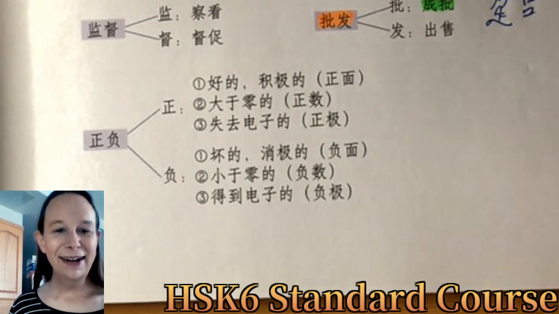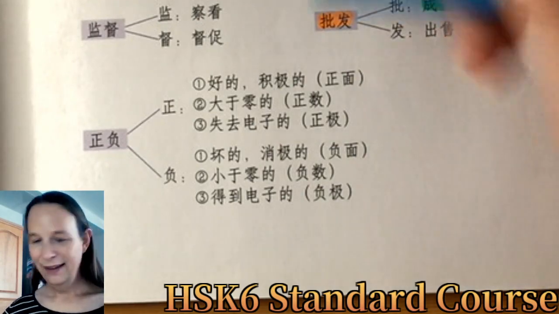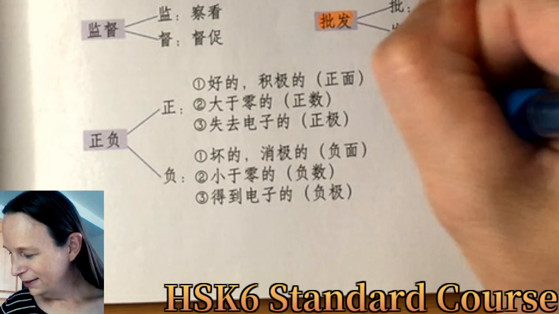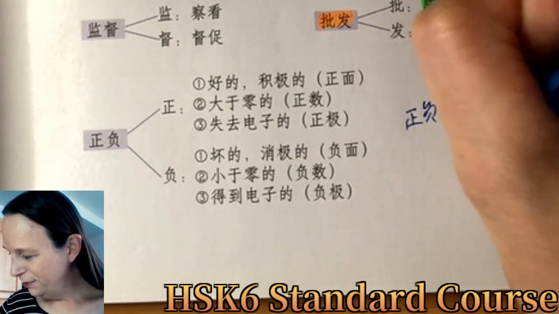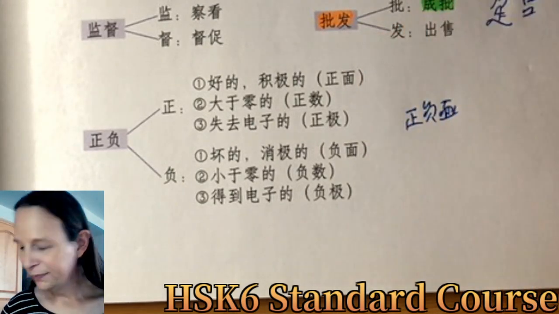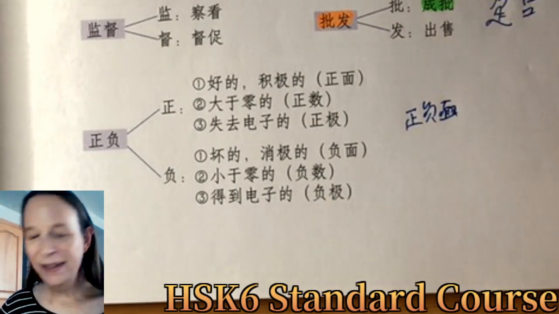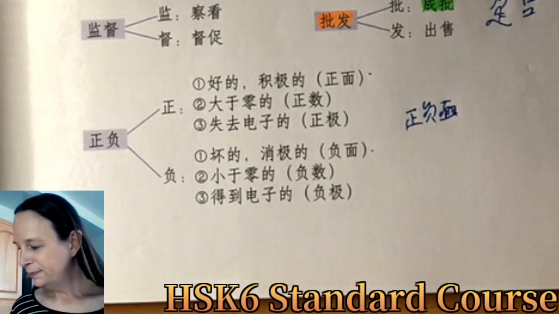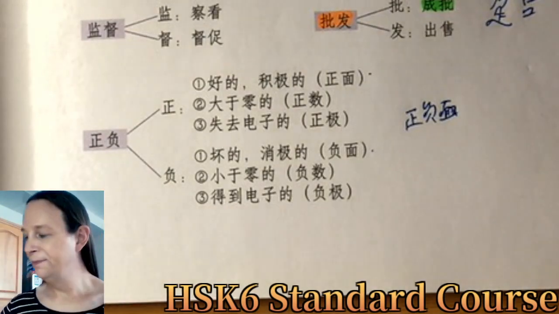正面. Yeah, when I said 正负面, meaning double-sided, it does mean that as well. 正负面. But that seems to be a separate one. Yeah. These are all compound words.